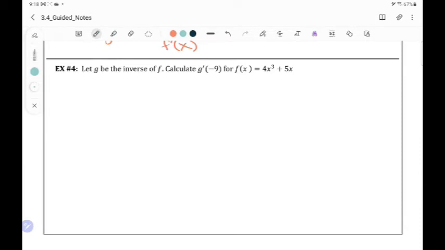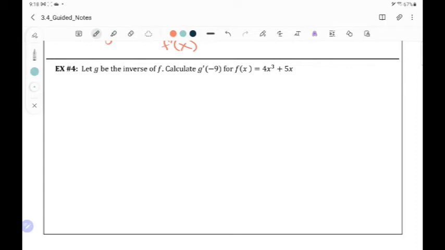There may be a little bit of ambiguity, and right now we're just learning about inverses, so let's not overstress, but do our best to give as much information as we can. So let's look at what they ask us. Let g be the inverse of f. Calculate g prime of -9 for f of x equals 4x cubed plus 5x.